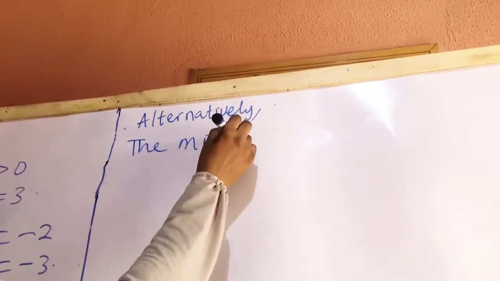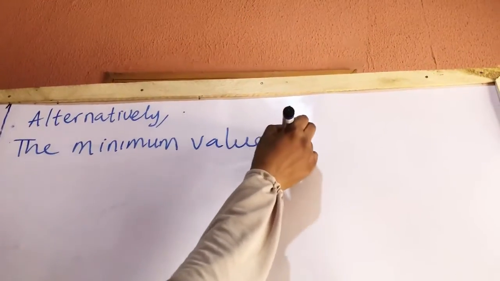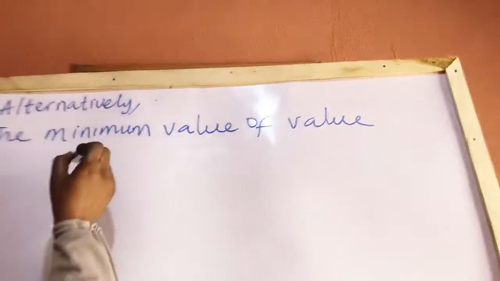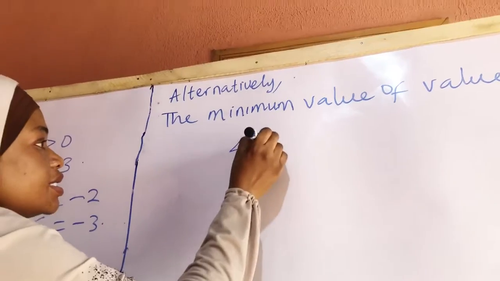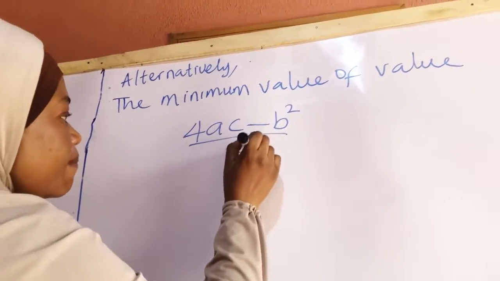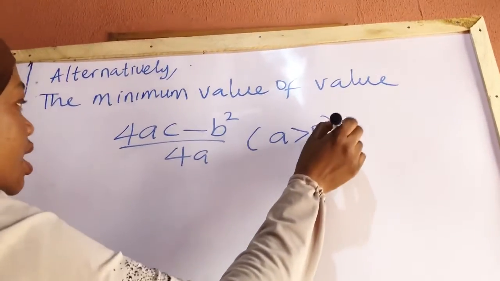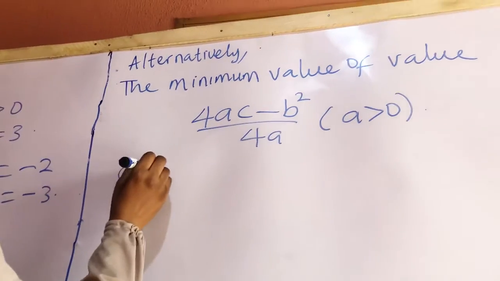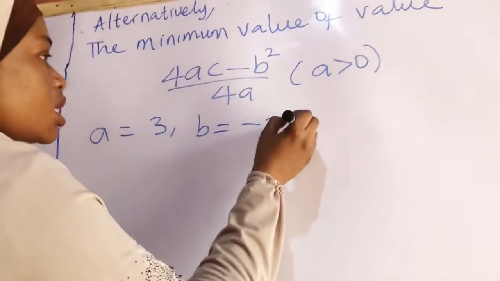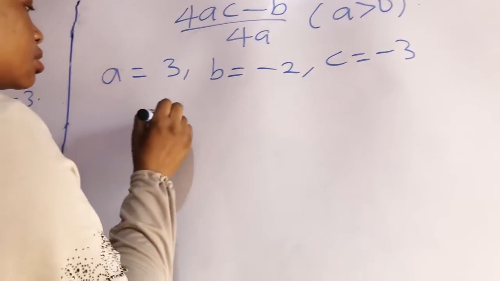The minimum value of y is (4ac minus b squared) over 4a, when a is greater than 0. And the value of a is equal to 3, b is equal to minus 2, and c is equal to minus 3. So let's substitute.